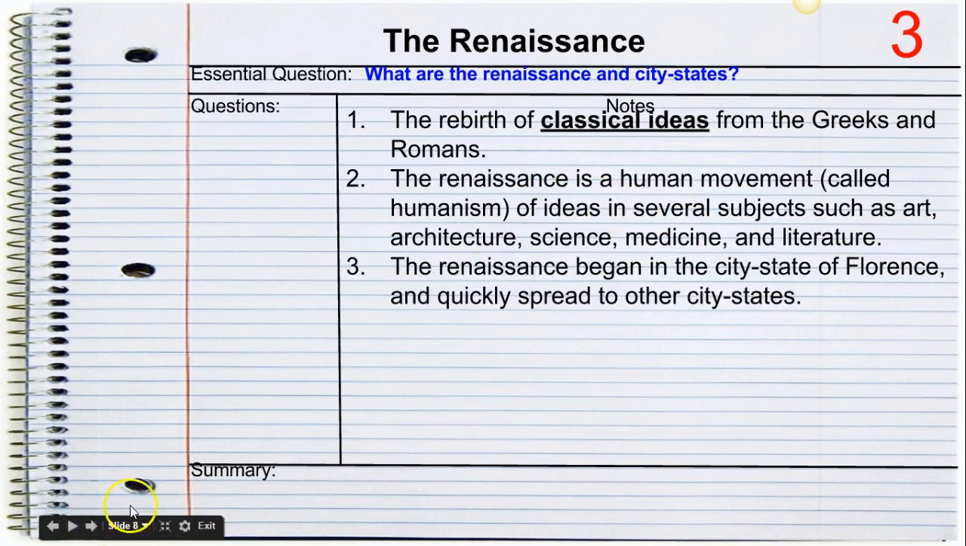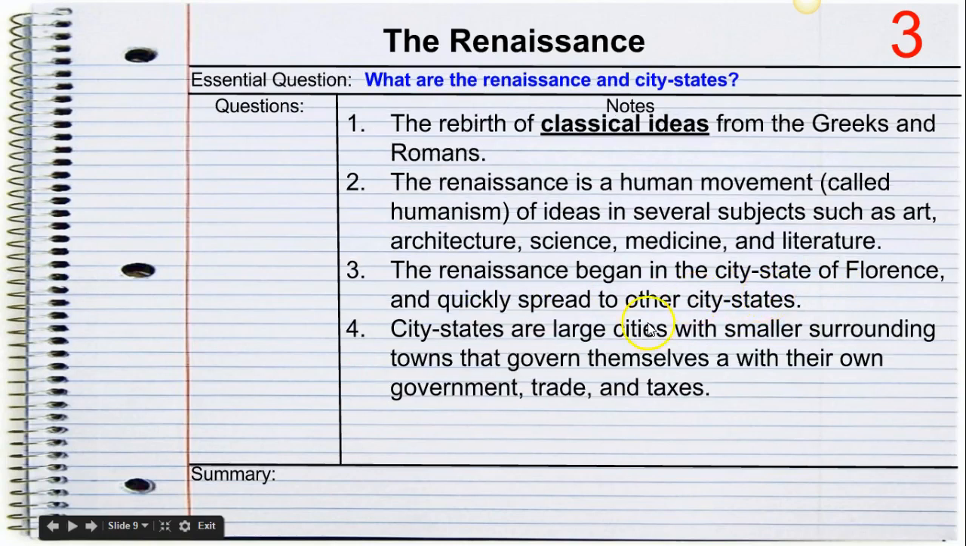All right. And the Renaissance began in the city-state of Florence, which we'll cover at a later time today. And city-states are large cities with smaller surrounding towns that govern themselves with their own government, trade, and taxes. For instance, the city you live in now, pretend that it was not part of the county or not part of the United States. You pay taxes to just your city, and your city ran itself. There was nobody else interfering with what your city did. Okay, that's sort of what a city-state is. It's basically your city is your own country.